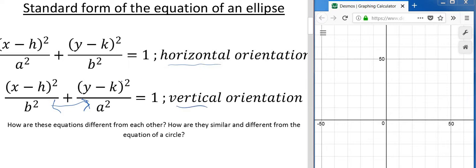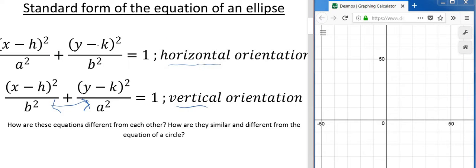So how do you tell if it's horizontal or vertical? Well, just look. If the bigger number is under the x part, then it's horizontal. If the bigger number is under the y part, then it's vertical. Okay, I wrote a couple questions down here I want you to think about, so maybe pause and think about those. Now, I wrote the standard equations here. Everything we work with in this lesson is going to be centered at 0, 0.